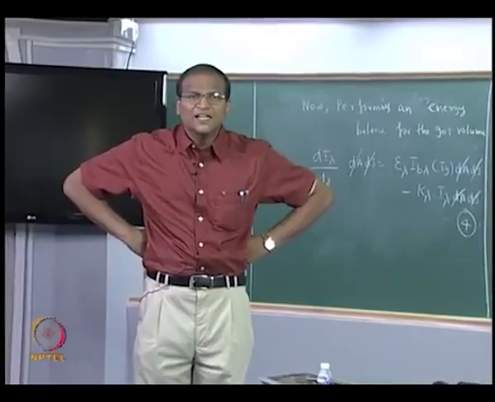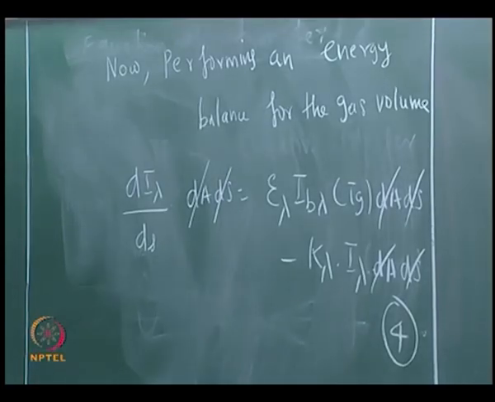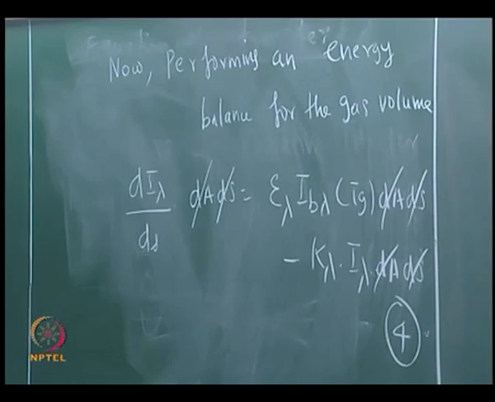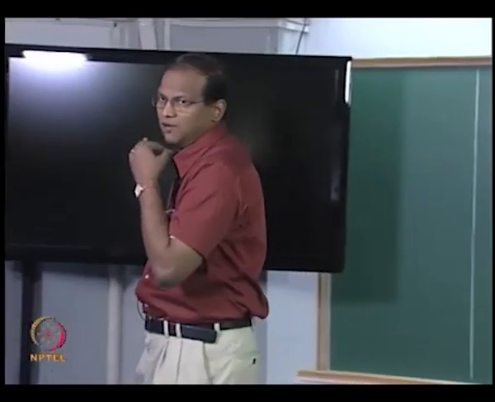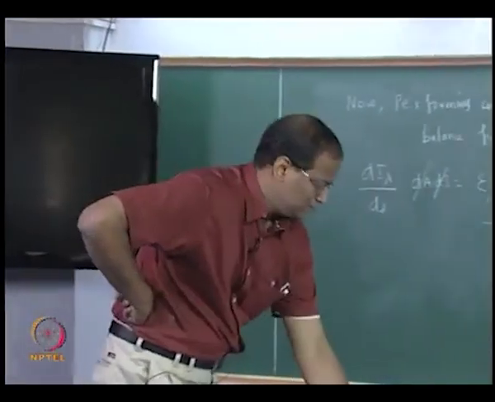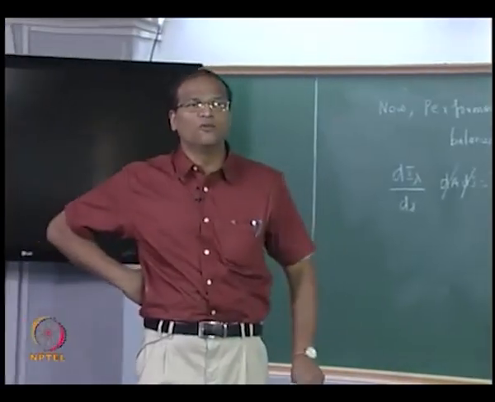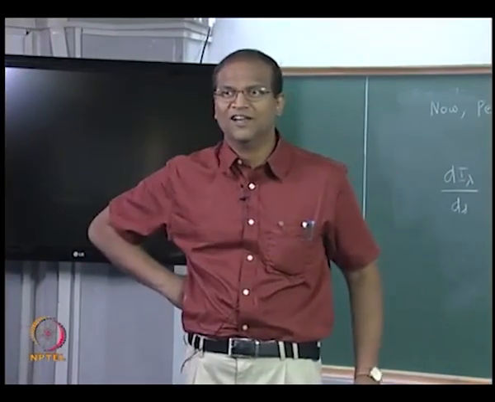When you cancel dA ds throughout, it is implicit that dA into ds cannot be 0. Therefore, these equations are not valid at mathematical points. That is a control volume. A mathematical point has no area, no volume, nothing. So these are valid only around a small area or volume. That's very important for us. Otherwise, you are not authorized to do that.